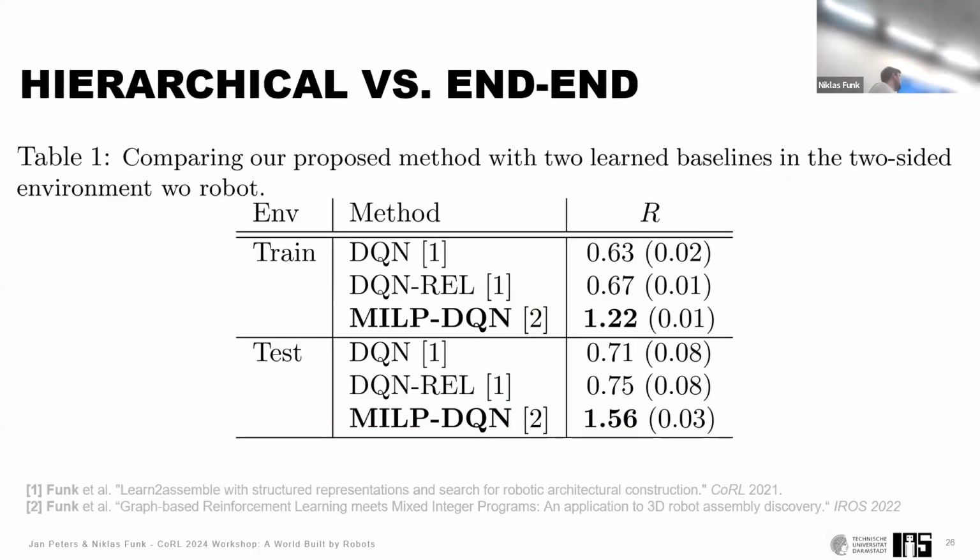So now let's look at the evaluation. The first question that we ask ourselves is, now we have this mixed integer optimization on top of the RL learning agent. Is this actually effective or not? So here we compare the 2 end-to-end approaches without the mixed integer optimization against the proposed hierarchical approach. And as you can see, across training and testing environments, the hierarchical approach outperforms the end-to-end one.